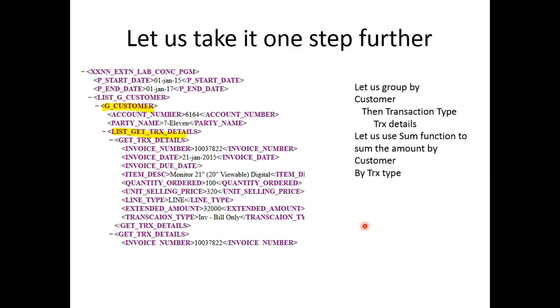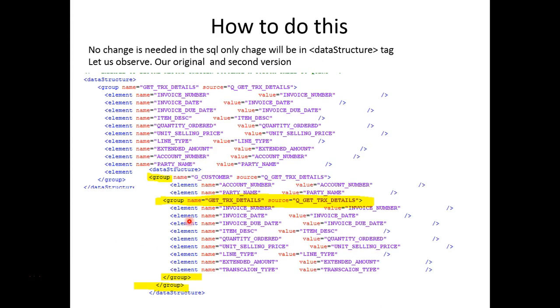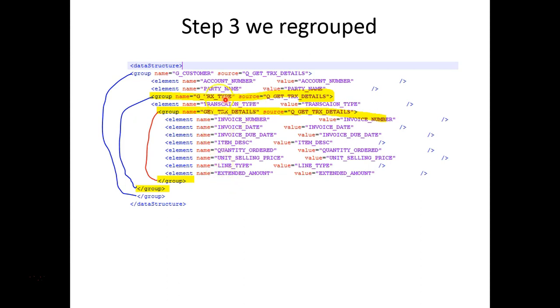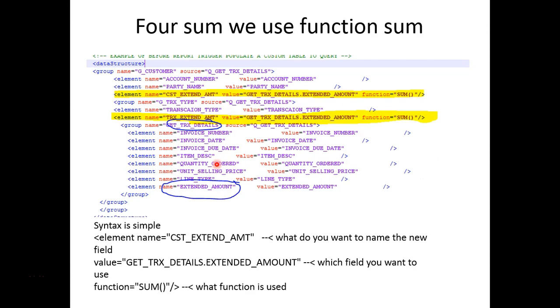So let's take it one step further. Let's get the sum of the amount by customer and by trx type, or transaction type. So far we have regrouped the data. In the first run we didn't have any grouping. In the second run we have grouped by customer and by trx details. In the third we have regrouped them by trx type.